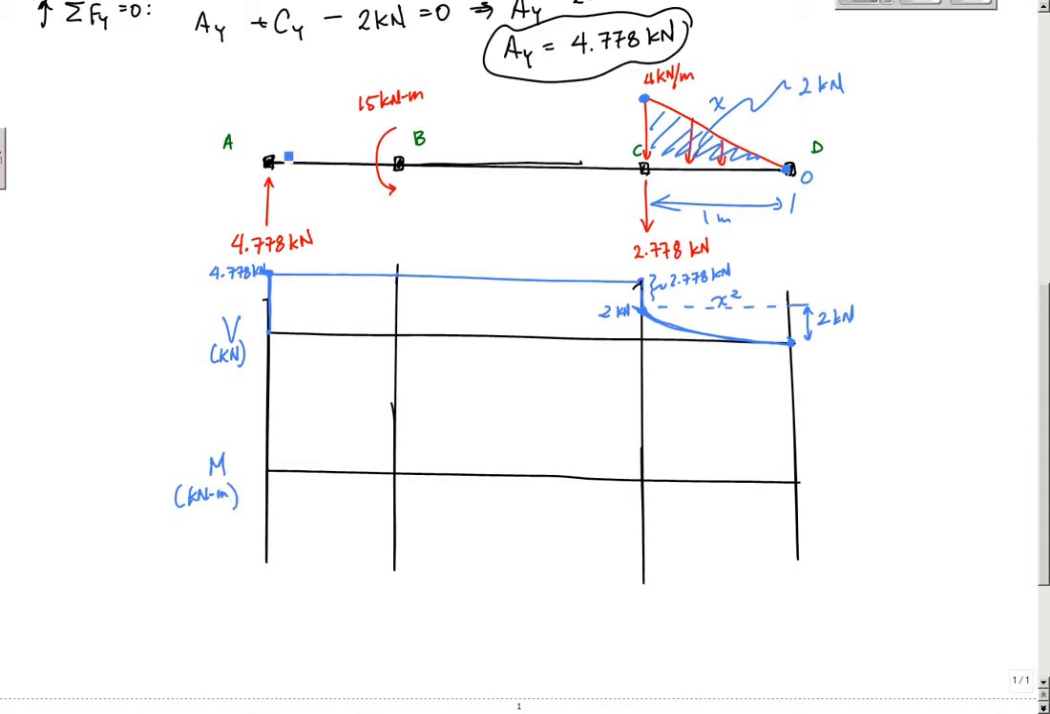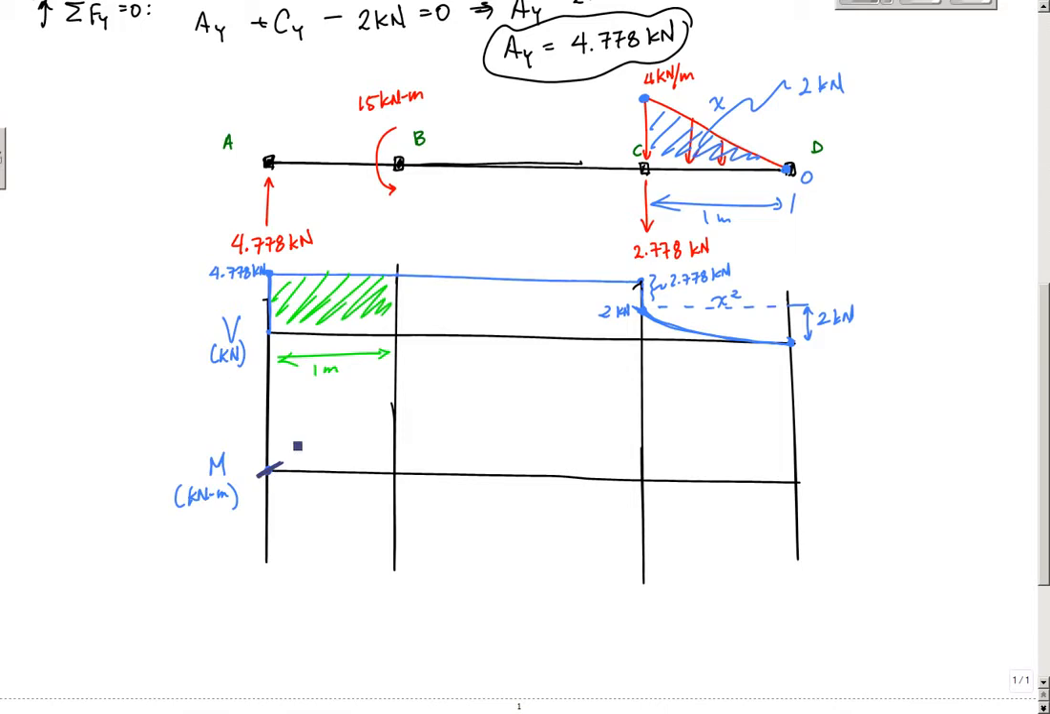Right here I have no moment, 0, okay? But in my shear diagram, if I look at this area right here, this was 1 meter, I have a positive shear. That means the value of my shear is the slope of my moment. So right here, this slope should be 4.778 kilonewtons, and it's positive. So the slope at this point is 4.778 kilonewtons.